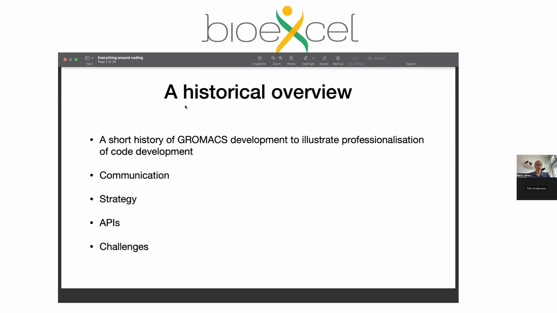I'll give first a historical overview. A large part of the talk is actually historical, to show how things evolved. So a short history of Gromacs development to illustrate the professionalization of our code development. I think we've been quite ahead of the curve in terms of professionalization among scientific codes. This is a good overview to see what aspects you need to worry about as a code gets bigger, or even for a small code, if you want to improve how it's being developed. By now, there are many more codes that have more professionalized development, I must say. Then I touch upon communication between developers, the strategy of Gromacs, APIs and challenges. So that's roughly the content of today's talk.